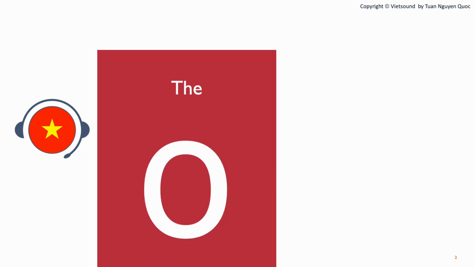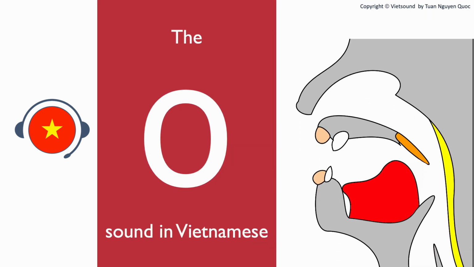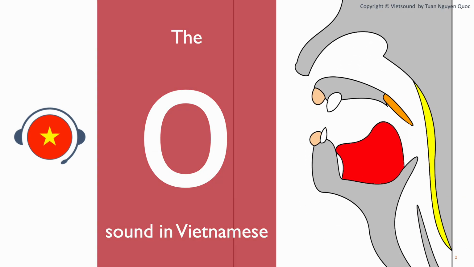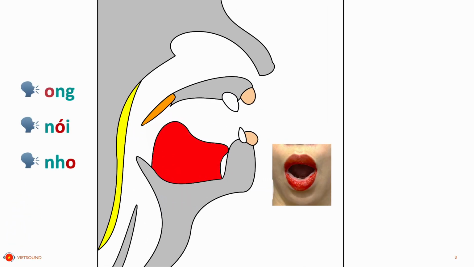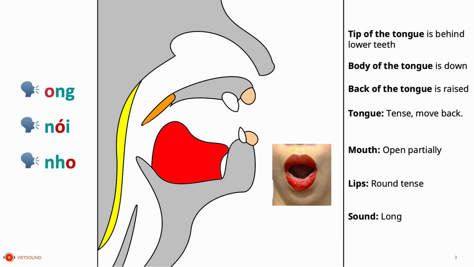Today we're going to talk about the R sound. So are you ready? Let's get started. The R sound can occur at the beginning of the word, like in the word ong, or at the middle of the word, like nói, or at the end of the word, like nho. Now let's see how to pronounce the R sound.